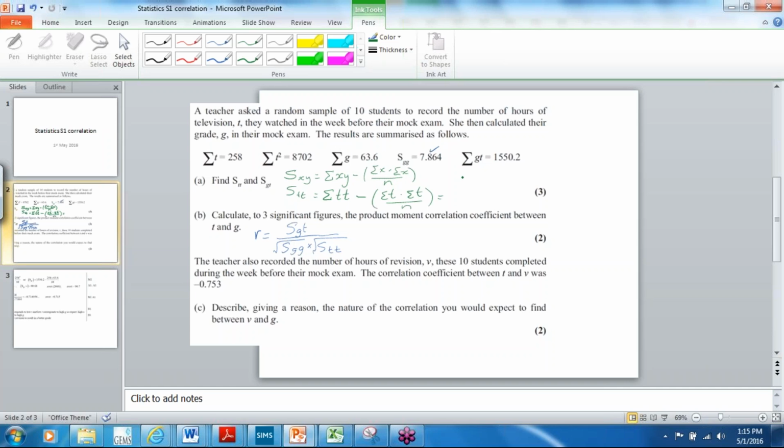Let's just put that solution here. So sigma T squared is 8,702, minus, and then we've got sigma T, which is here, 258 times 258. I'll just put 258 squared because it's multiplied by itself, over n, which equals 10. So we do that calculation, 8,702 minus 258 squared over 10.